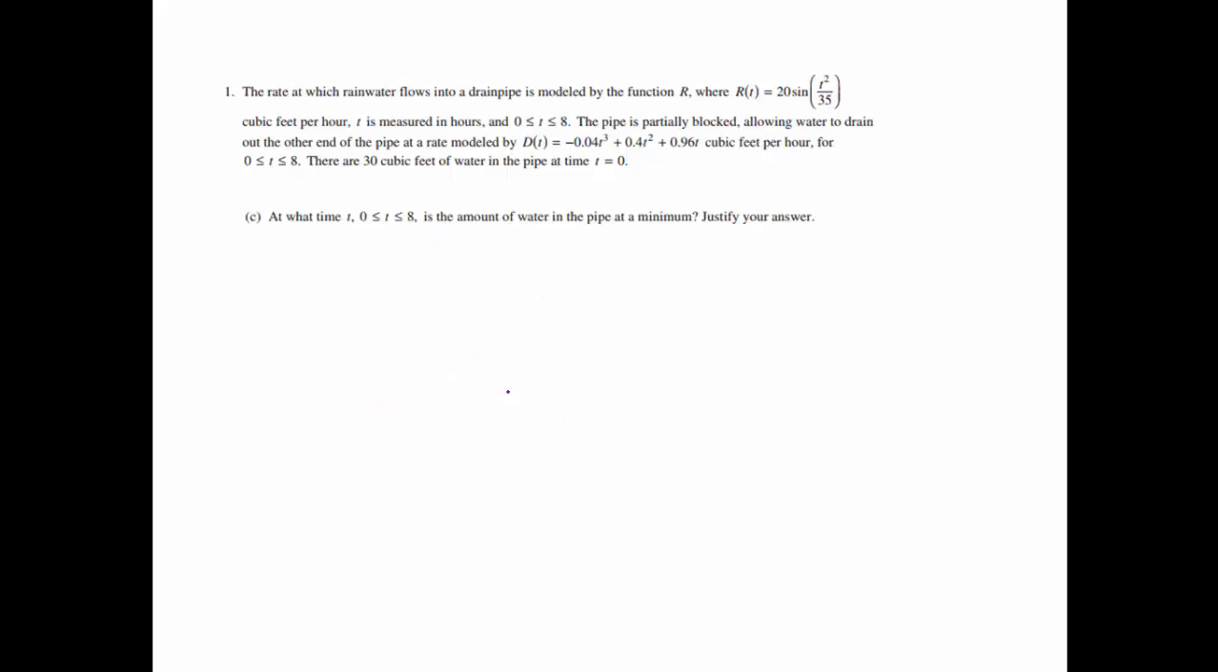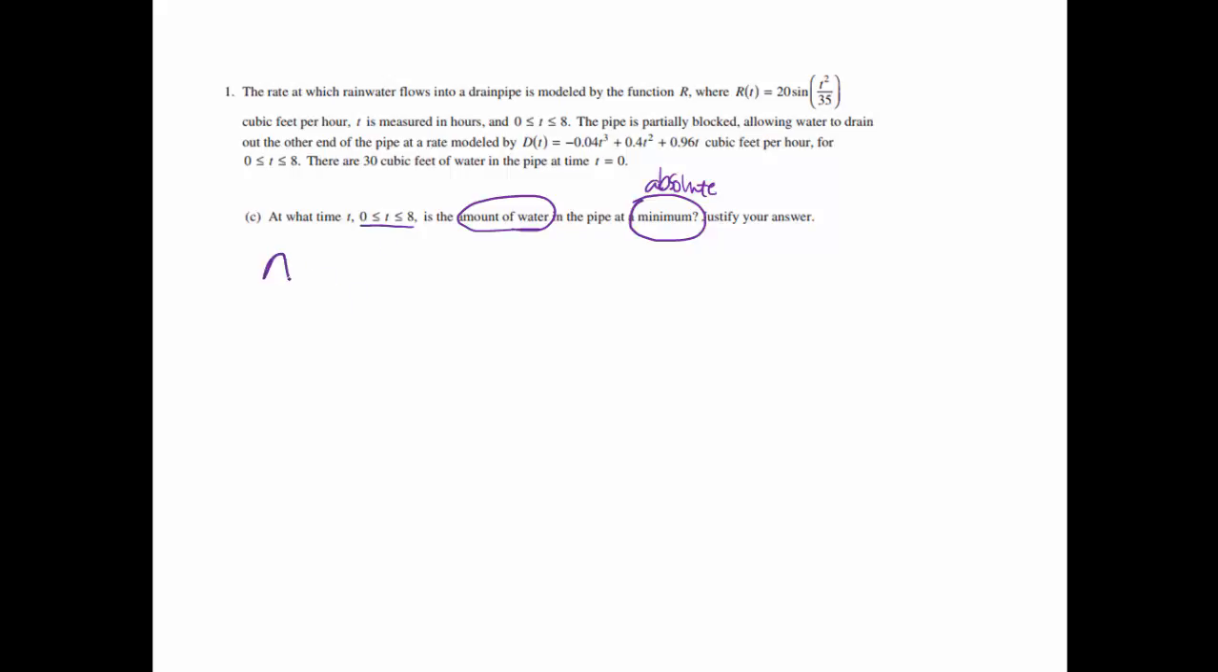Okay, part C: at what time between 0 and 8 is the amount of water in the pipe a minimum? Justify your answer. Okay, minimum, that could either mean relative or absolute, but since they give you an interval, we know it's going to be an absolute. So I'm looking for an absolute minimum. Okay, so I am going to be looking at the derivatives. What I'm going to do, if I'm talking about the amount of water, is start by, you don't necessarily have to do this, but I think it's going to be helpful.